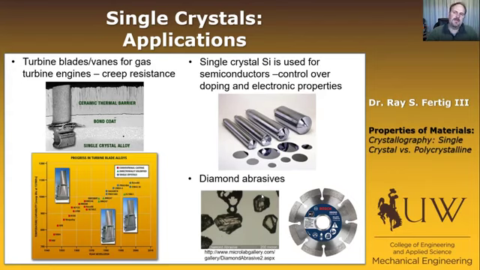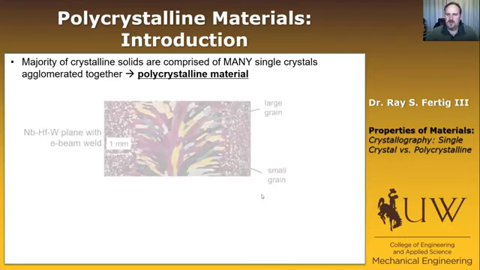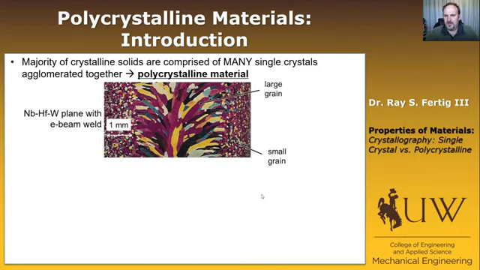Okay? So what happens if it's not single crystal? Well, most materials aren't single crystal. We know that because you don't care about what direction your steel bar is being loaded, because you know it's the same properties in all directions, so something must be different. So the majority of crystalline solids are actually comprised of many single crystals that are agglomerated together, and we call that a polycrystalline material. So here what I'm showing you is a niobium hafnium tungsten plate with an e-beam weld.